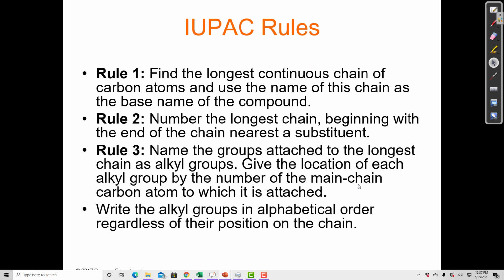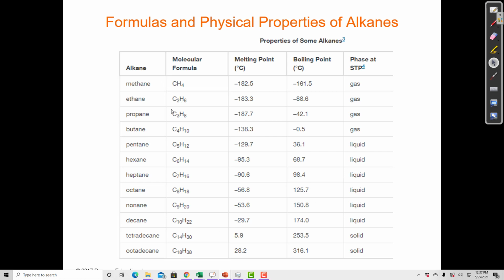So let's figure out how to name these, where the naming rules come from. So the first rule is that we have to find the longest continuous chain of carbon atoms, and that longest chain is going to become the parent of the whole compound. So if there is only a chain, then the name of the compound is this, right? A chain of 7 carbon atoms is called heptane. A chain of 8 carbon atoms is called octane, and so on. So these are the names of these chains that have this many carbon atoms in a row.